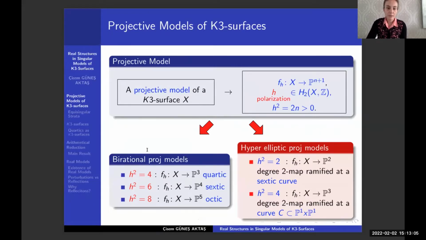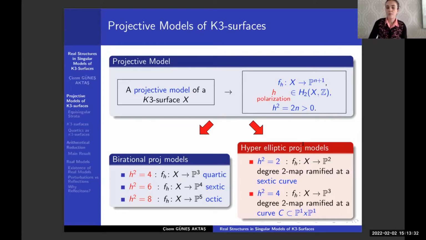We can divide the birational models into three cases like this, where the square of this polarization is 4. If the square of H is 4, then the image of this map inside the projective space of dimension 3 is a quartic surface. If H square is 6, we obtain the image as a sextic, and if H square is 8, the image is an octic surface.